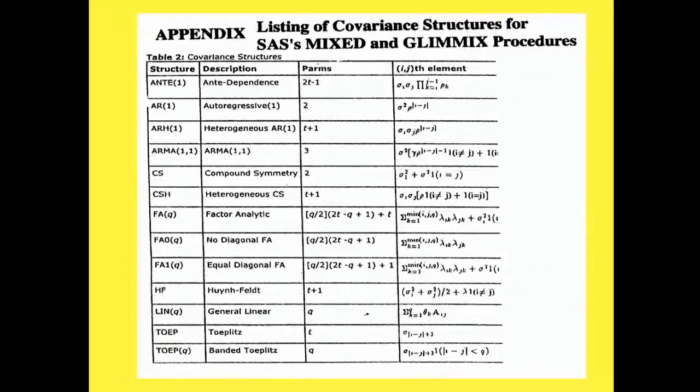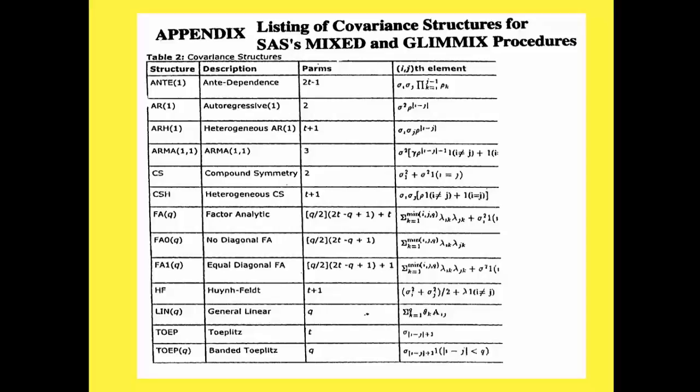There is a file in there called the Appendix File. I just want to show you what this is. If you use Proc Mixed or Proc Glimmix, you have an incredibly wide variety of choices for either the R or the G matrix. Okay? It's either the R or the G matrix.